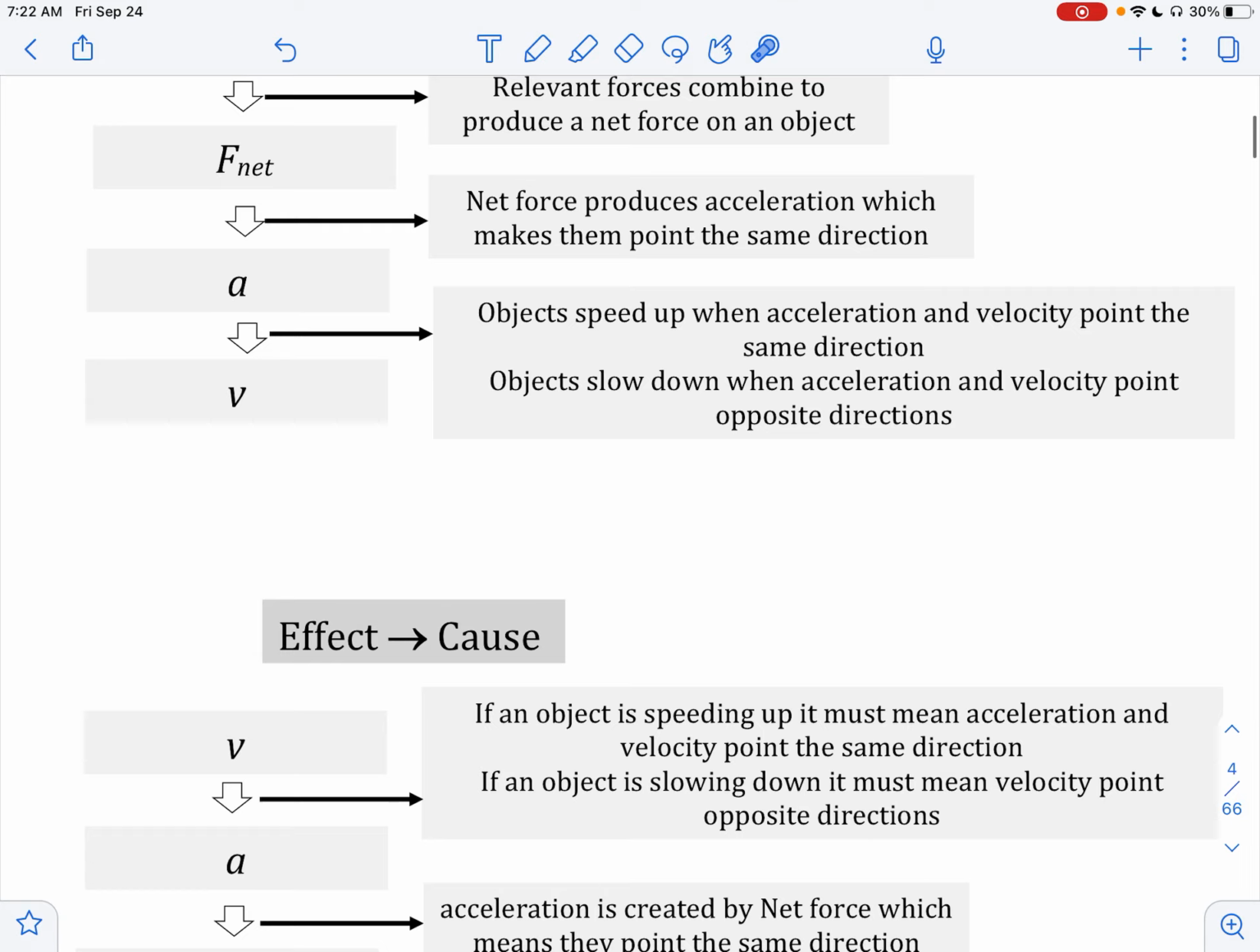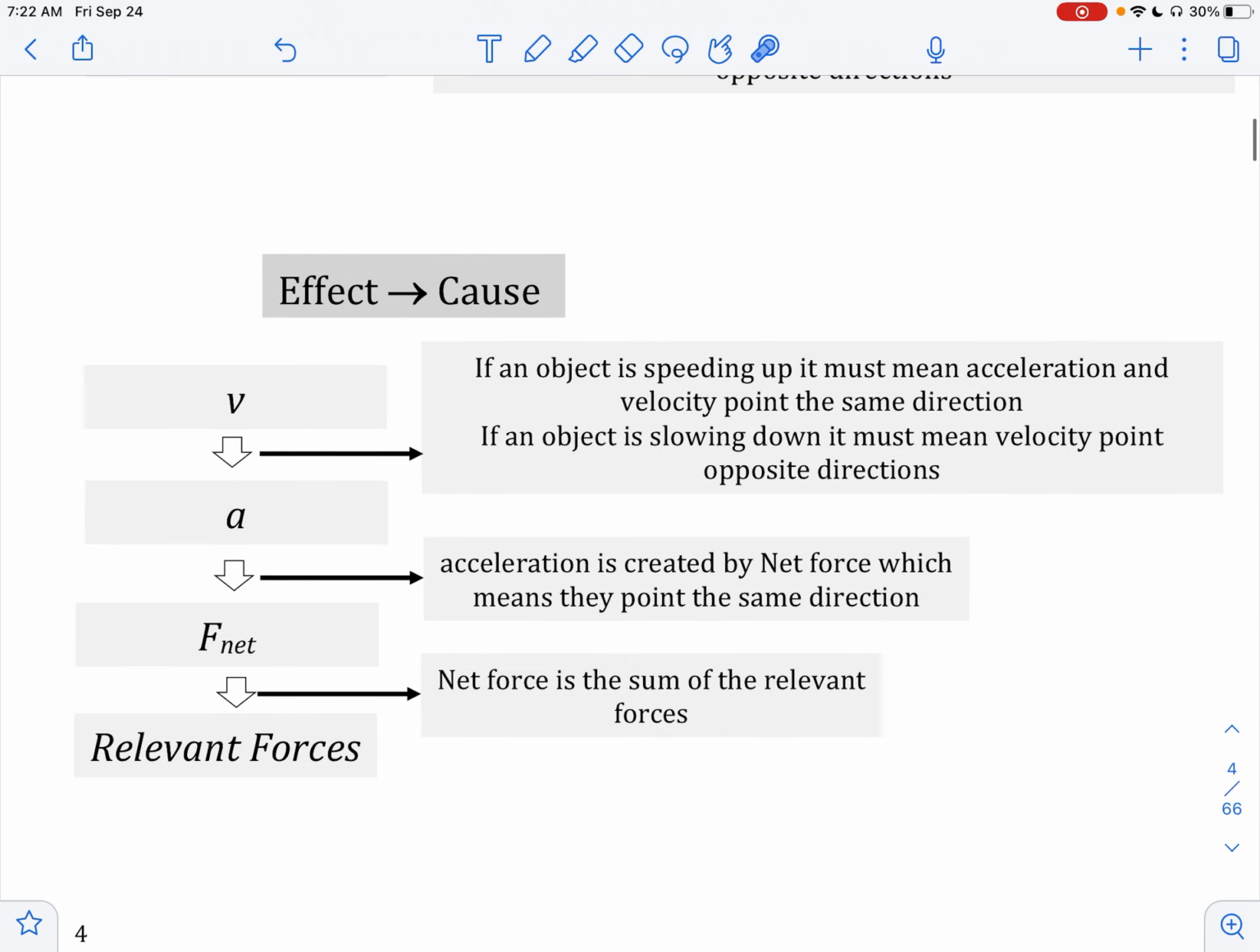The opposite direction for that is effect to cause. We may tell you, oh, the object is speeding up or the object is slowing down. And that's going to tell you the direction of the acceleration. Since acceleration is caused by net force, we know that they point in the same direction. Then once we know the direction of the net force, that's going to tell us, oh, this force is going to be bigger than this force, or oh, these two forces are the same.